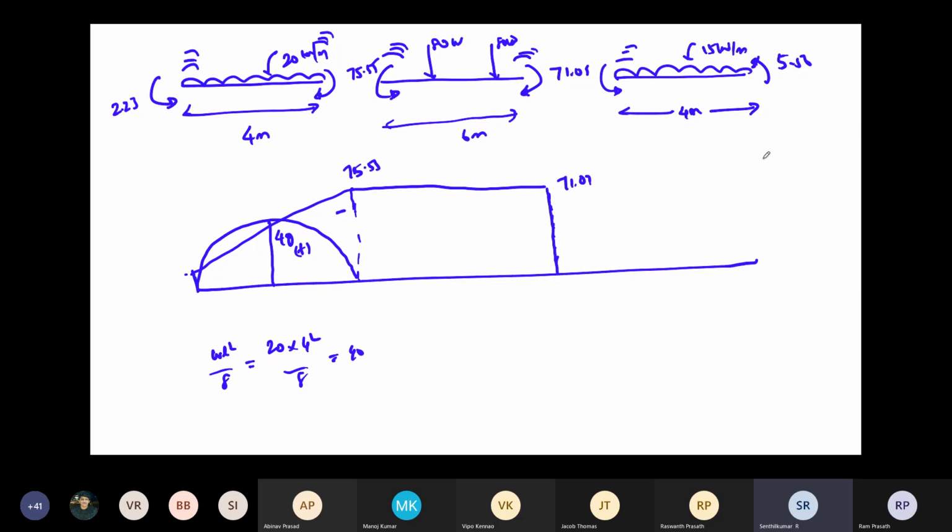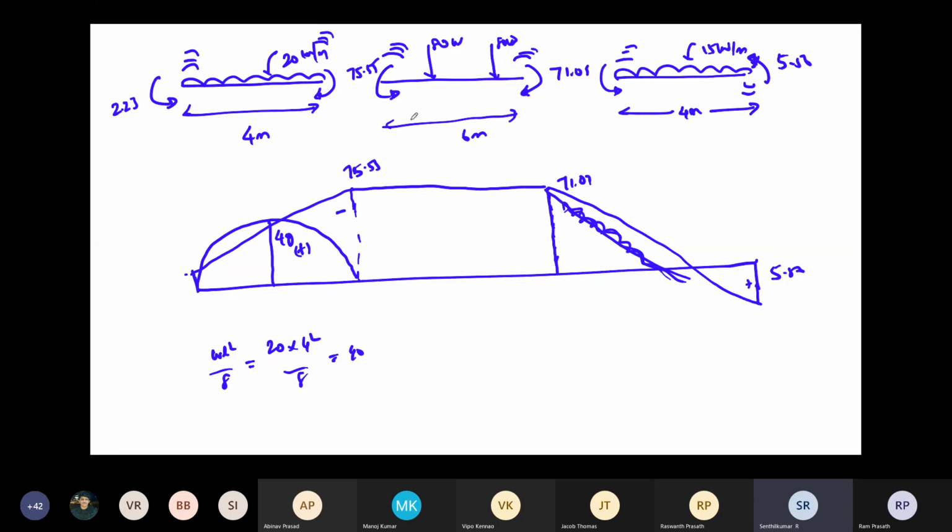This is also hogging, 71.09 is there, and at the end you can see this is sagging, so positive moment will be there. This value is 5.56. I just add. This is your positive. So everything is negative moment, and now due to loading diagram we have to draw again, right?